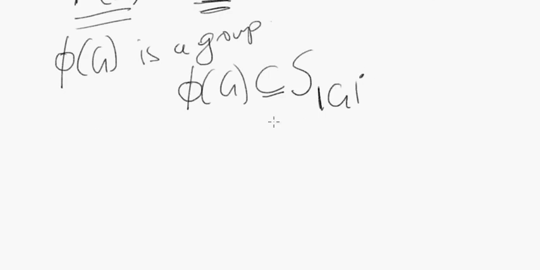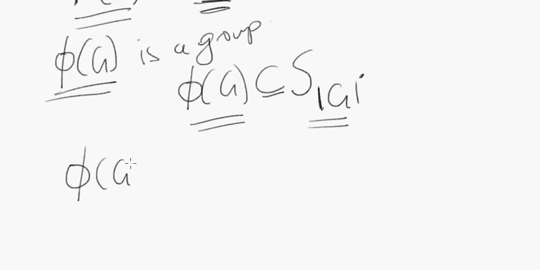And the conclusion we're able to draw from that: if phi of G is a group and phi of G is a subset of S of G, well, that means phi of G must be a subgroup. A subset of a group that's also a group is a subgroup. So phi of G must be a subgroup of the symmetric group on G elements.